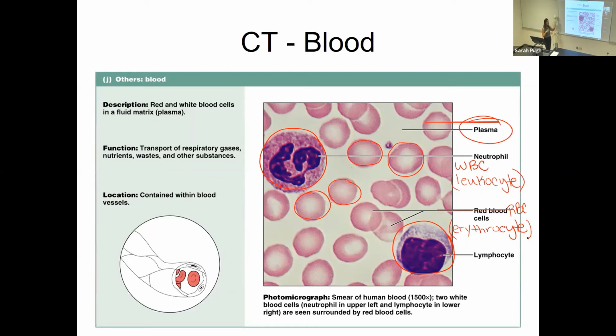Okay. Again, the majority of your blood, about 45% of your blood volume is red blood cells. Remember, these are going to be carrying oxygen. That's their main job. Less than 1% is white blood cells. White blood cells fight infections.